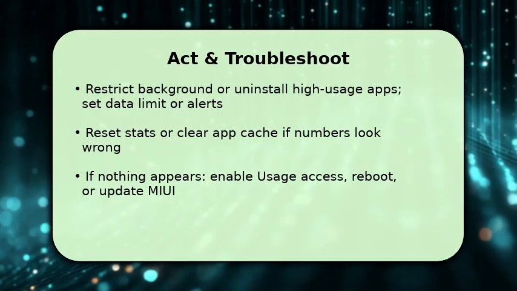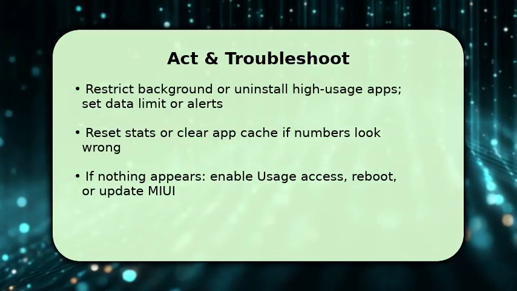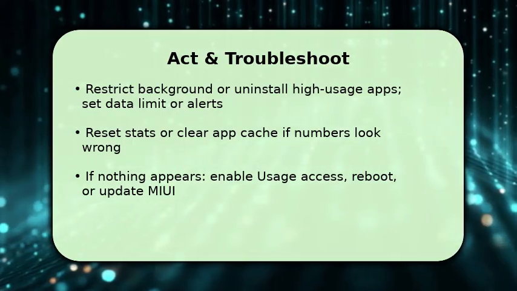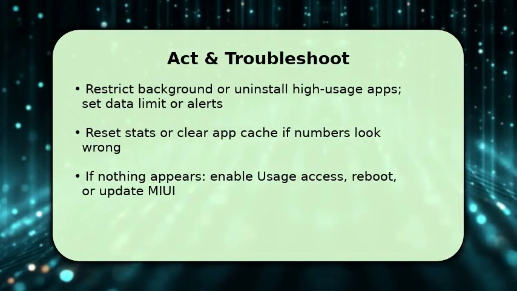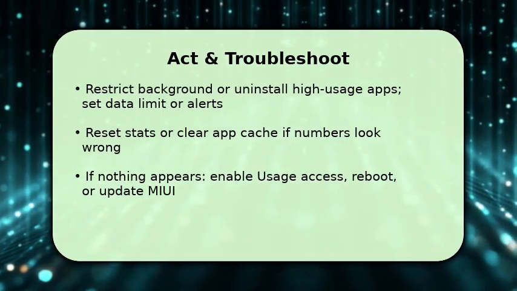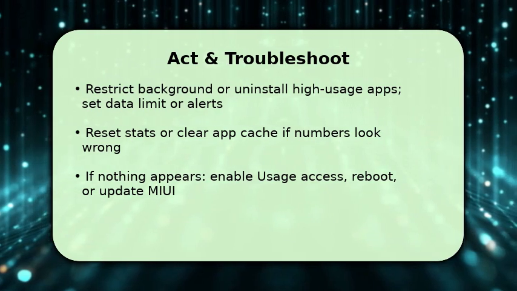If the usage screen shows no data, make sure usage access is enabled for the recorder app, then reboot and check for MIUI updates. These steps fix most visibility problems and restore accurate reporting so you can manage consumption.